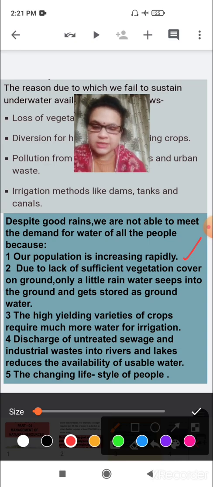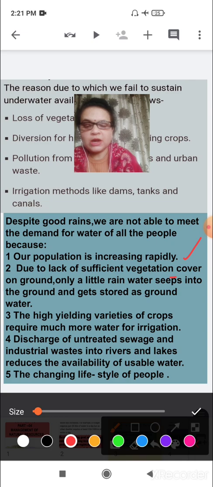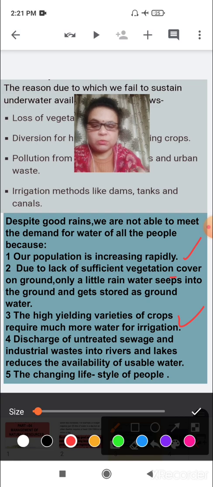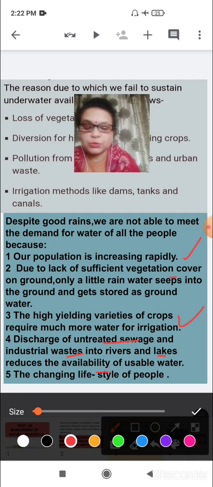In various areas, due to lack of sufficient vegetation cover on the ground, only a little rainwater seeps into the ground and gets stored as groundwater. So we have to work more on the groundwater level. The high yielding varieties of crops require much more water for irrigation. So diversion of water is more towards the areas where higher yielding varieties of crops are grown. Discharge of untreated sewage and industrial waste into rivers and lakes is also a big reason. They reduce the availability and usage of water.